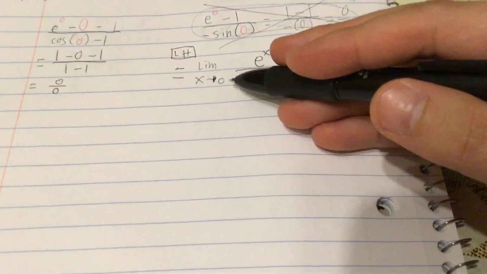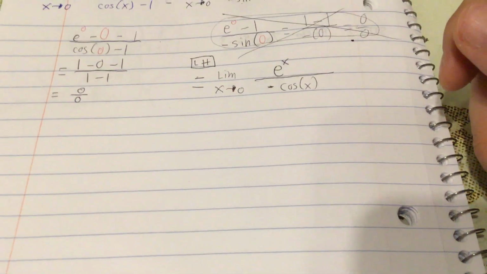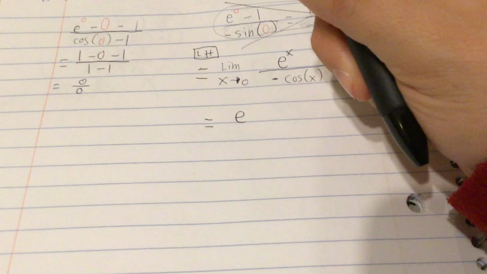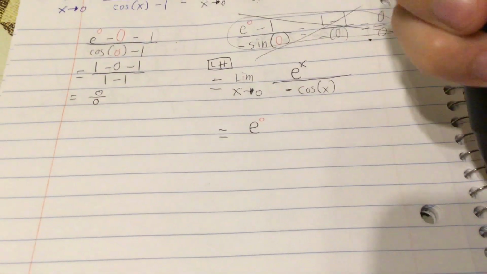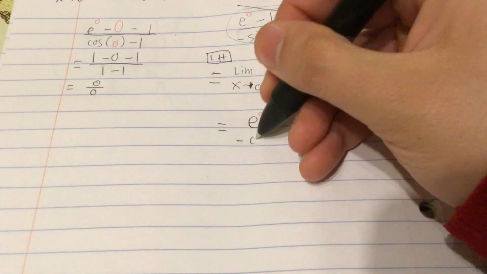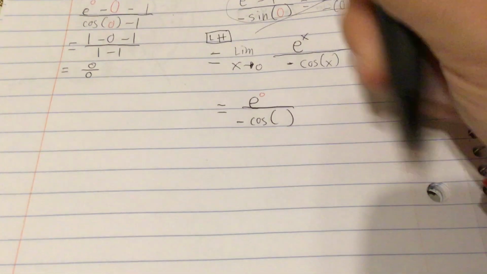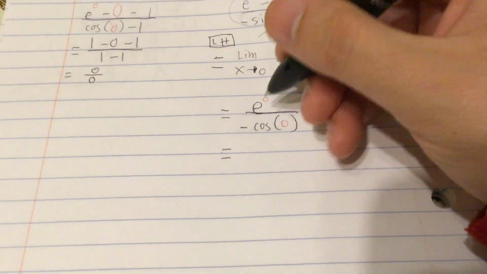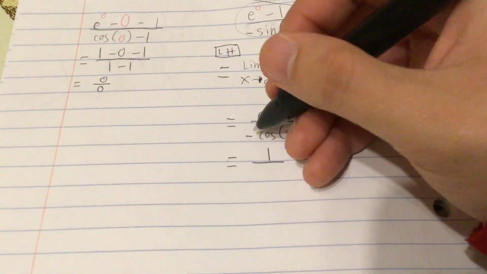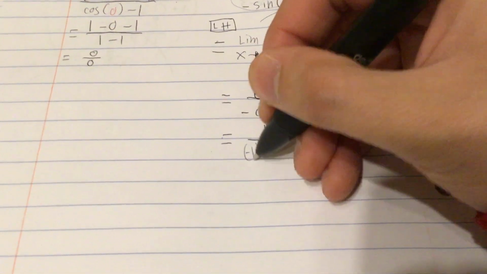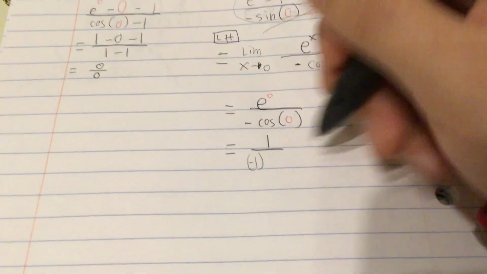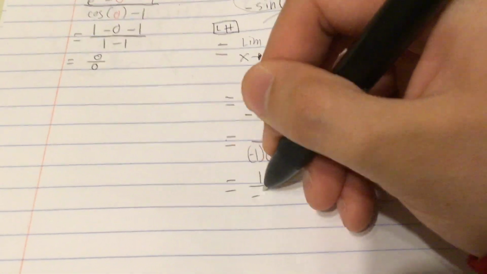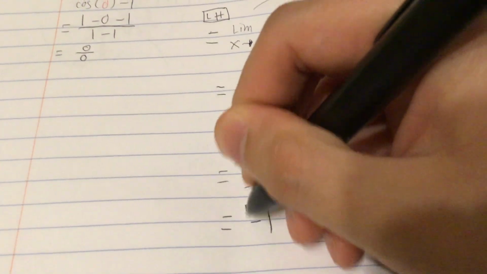Now, could I plug in x equals 0? Oh yeah. So I've got e to the 0 power over negative cosine of 0. Well, let's just plug in what I know. E to the 0 power is just 1. If it makes you feel better, put a negative 1 right here. What's cosine of 0? It's just 1. So in the end, this is just 1 over negative 1, or negative 1.